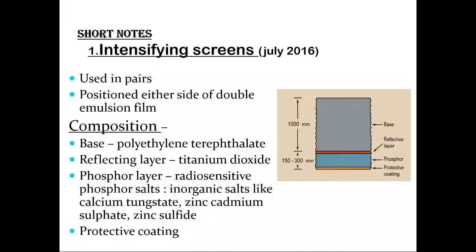So these are the rare earth screens that have been used to convert the absorbed X-ray photons into low energy visible light. It helps to convert the X-ray photons to light photons.